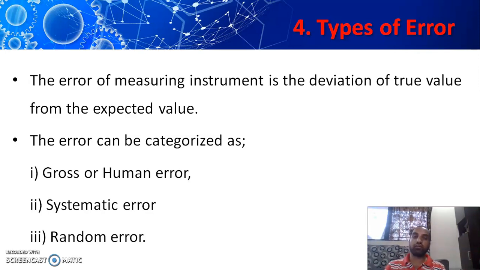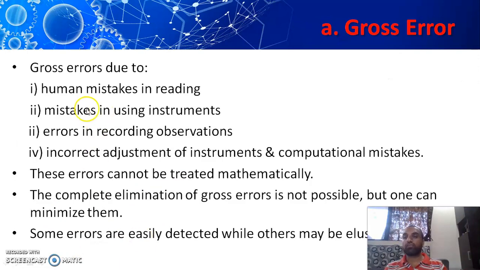We know that error is nothing but the difference between the expected value and the measured value. We can also say it is the difference between the true value and the expected value. Errors are divided into three different categories. The first one is the gross error, also known as the human error. The second one is systematic error, and the third one is random error. What about gross error? Gross error is due to human mistakes in reading.